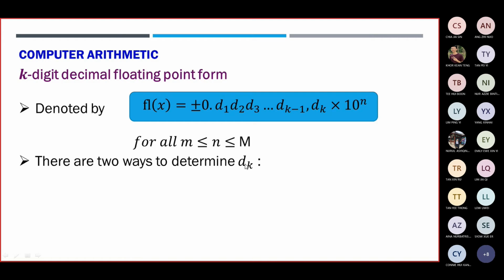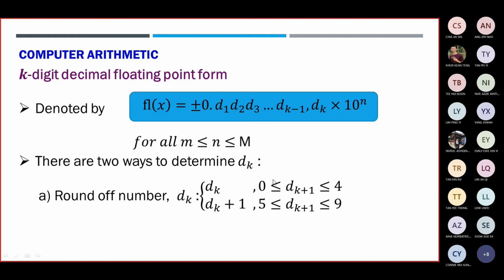There are two ways to determine the arithmetic operation, the arithmetic system, which we call the decay. Decay is also called decimal floating point. One of them is what we call round up number. The round up number is a decay, because when the computer calculates, it will not calculate the way we calculate in practice.